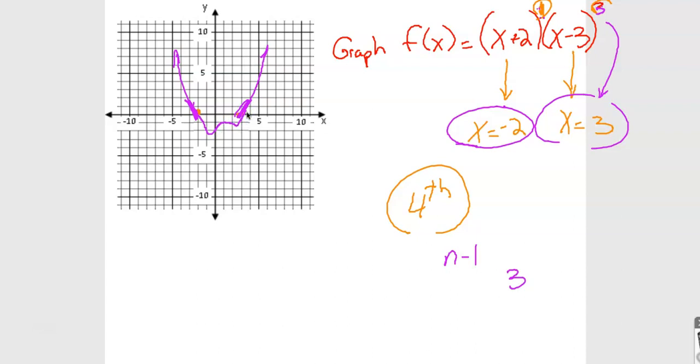I'm looking for the end behavior. I'm looking for, do you know that it goes through? Do you know it needs to go through? And if I was looking for a more accurate graph, then you could plug in anything in between here, plug in 0, plug in 1, plug in 2. And then you could also plug in numbers over here, like plug in 5, plug in -5, to get a more accurate graph if we wanted that.